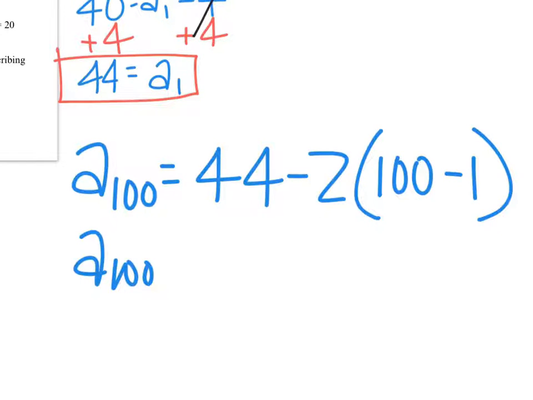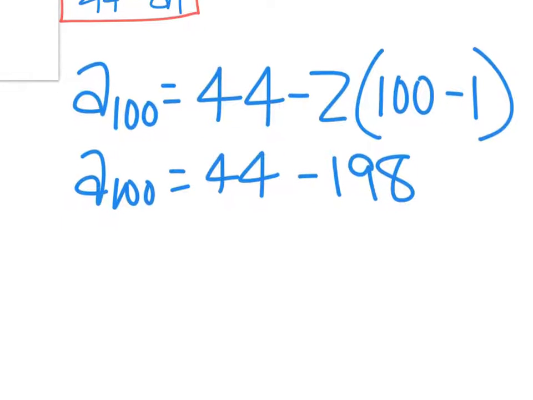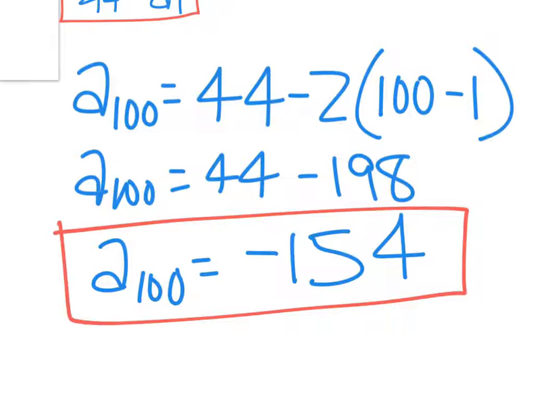So we can then figure that out like this. A sub 100 equals 44. And then what's 100 minus 1? It's 99. 99 times 2 is going to be 198. Great. 44 minus 198 is going to be negative 154. And that, ladies and gentlemen, is the answer to part B. Tremendous.